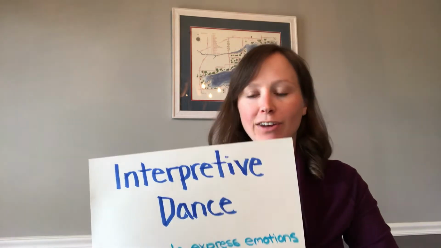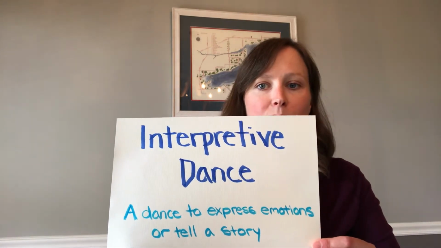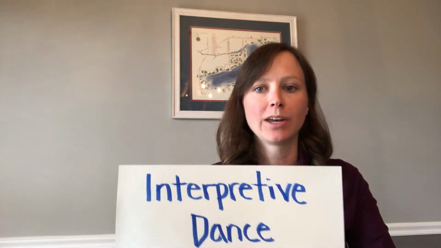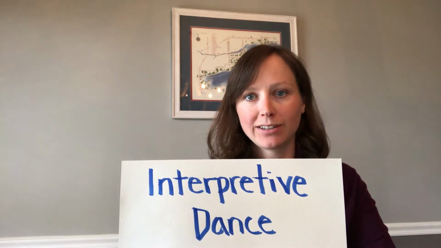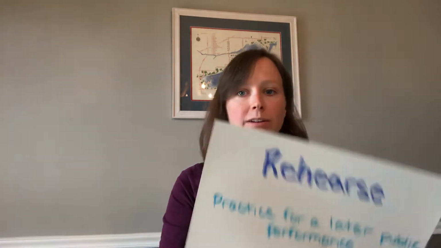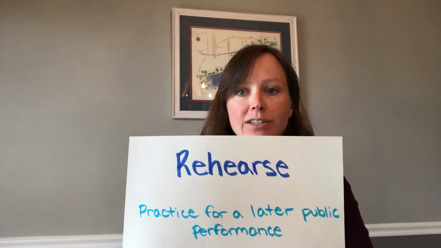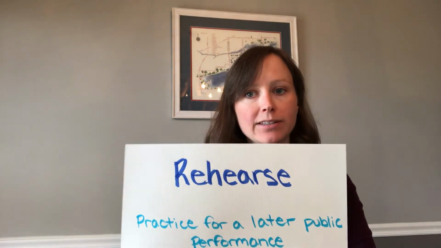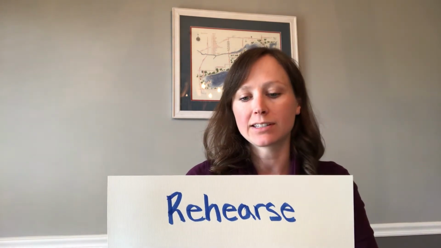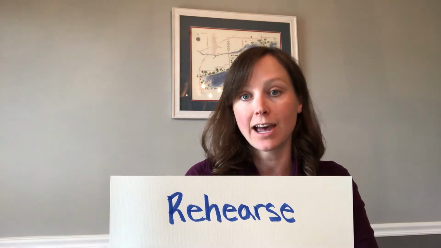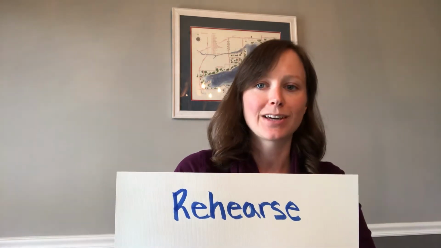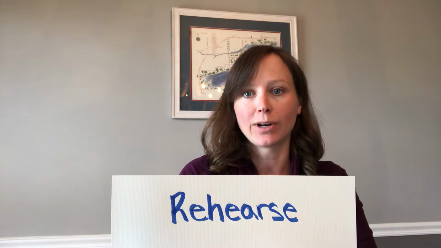You're going to hear the word interpretive dance. If you've never heard this before, it's a dance to express emotions or tell a story. In this book, the pigs do an interpretive dance for the talent show. The pigs are just doing a fancy dance where they're expressing their emotions. You will hear the word rehearse. Rehearse is to practice for a later public performance. When we see the word rehearse, these animals are going to be rehearsing their different talents for the talent show. We'll see them practicing before they go on stage in front of the public.